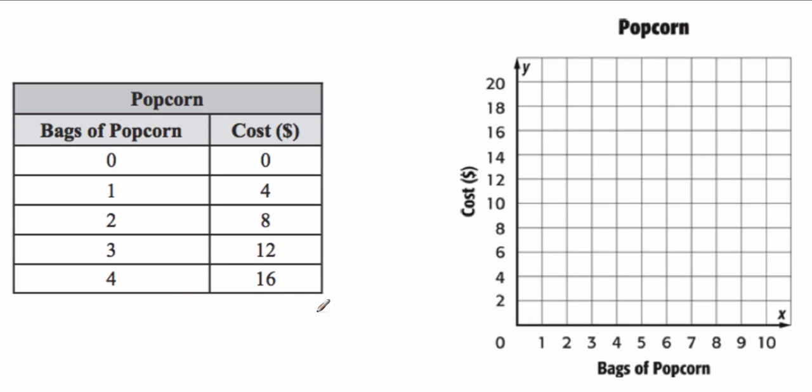This one's comparing bags of popcorn and the cost. So first point makes sense. If I buy 0 bags, it costs me $0. If I buy 1 bag, it's going to cost me $4. 2 bags cost me $8. 3 bags cost me $12, and 4 bags cost me $16.